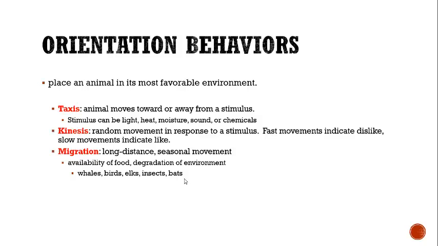Long distance seasonal orientation behaviors are called migrations. Migrations usually take place because of the availability of food or because the environment has broken down. A number of organisms go through long distance migrations: whales, birds, elks, insects, bats. They do this to obtain food during seasons like the winter and because their environment breaks down during times like the winter.